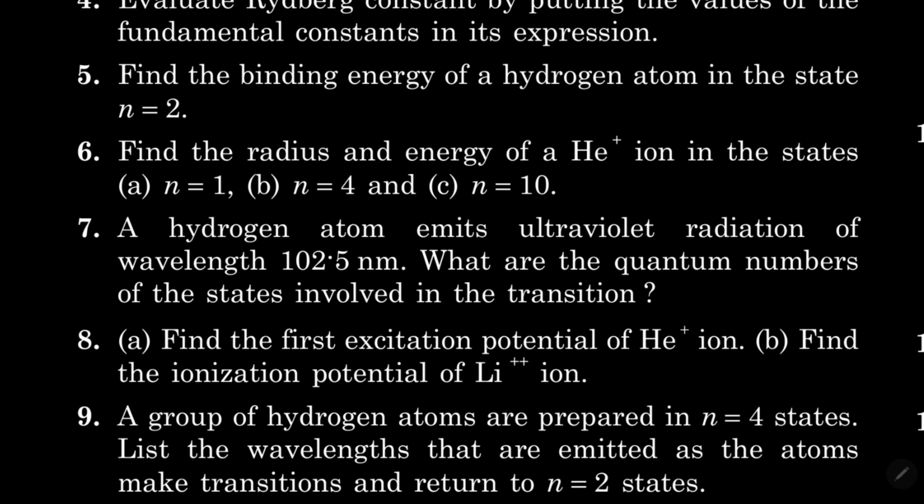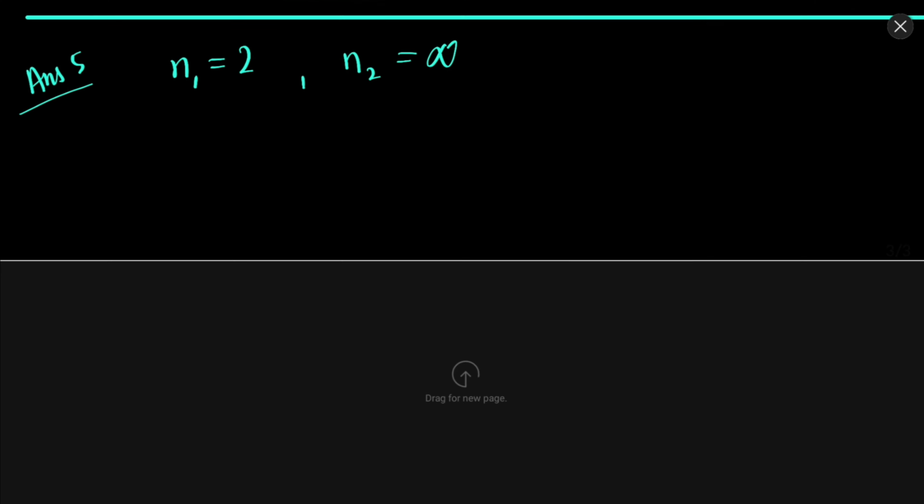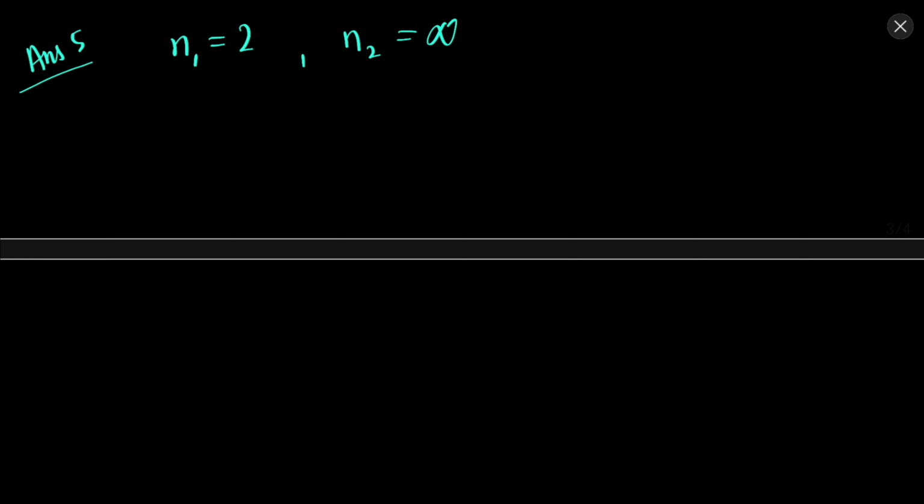In question 5, we need to find the binding energy of the hydrogen atom in the state n equal to 2. So this is the fifth one. n1 is 2 and n2 will be infinity, because in binding energy we take out the electron, so it tells us how much energy is required to completely take out the electron.